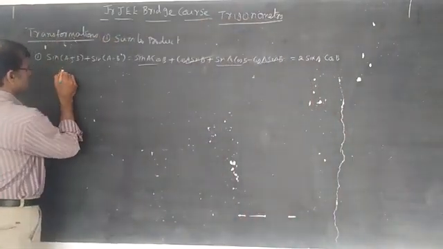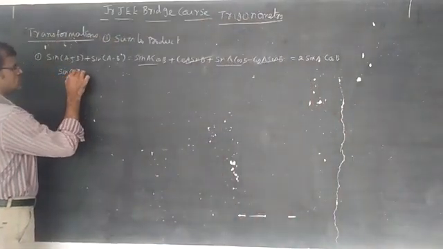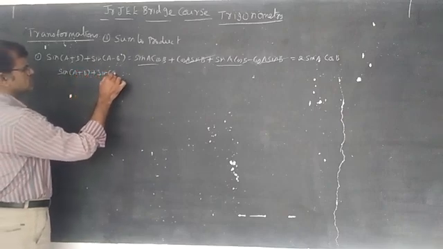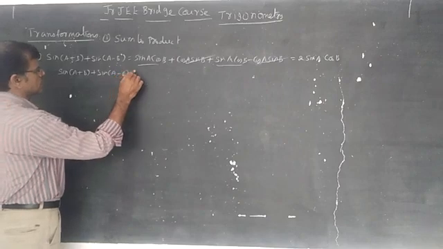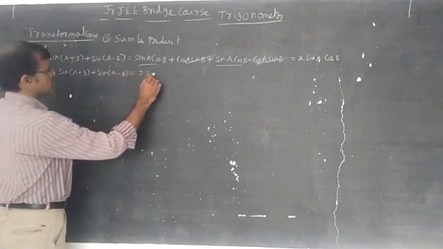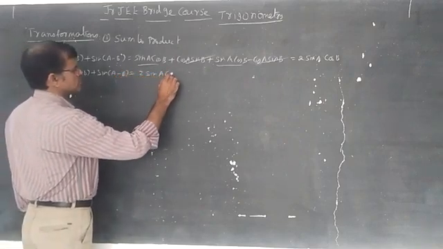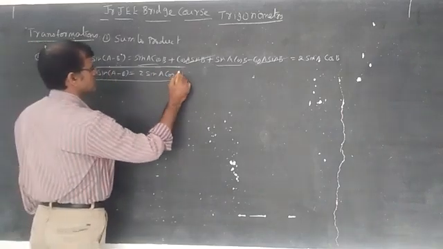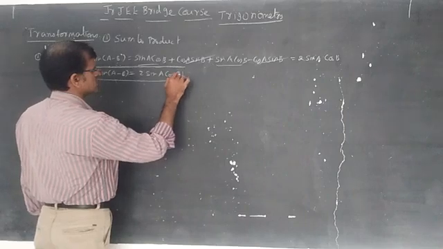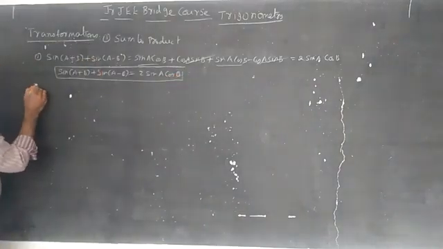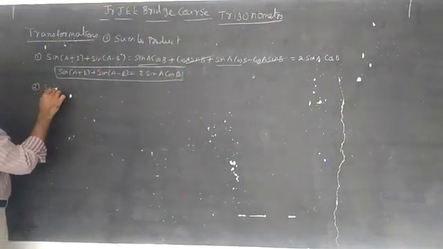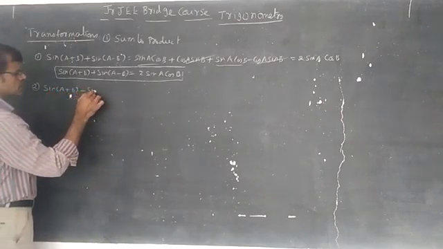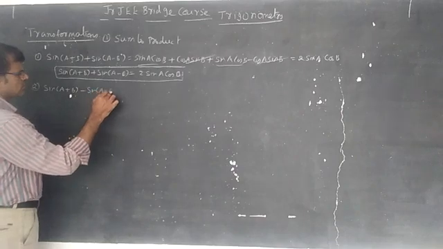So let us remember this one as a formula. Sin of A plus B plus sin of A minus B is equal to 2 sin A cos B. 2 sin A cos B. Second one, sin of A plus B minus sin of A minus B.